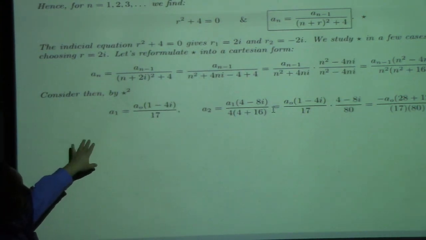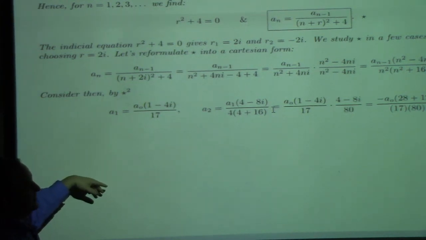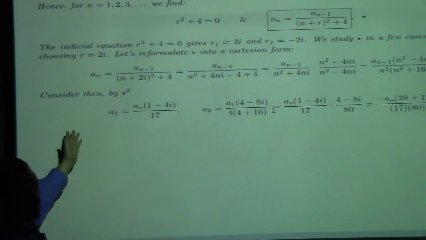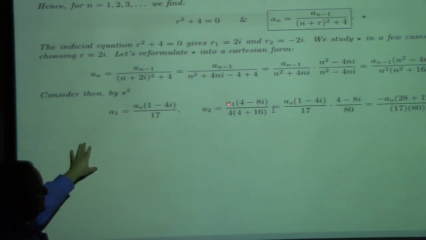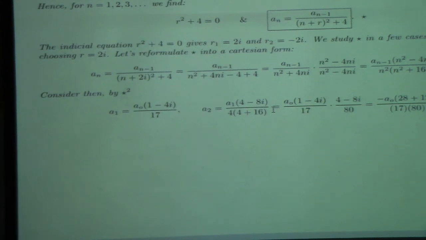So there I go. I've got my star squared, which sounds like some kind of transformer maybe, I don't know. But so a sub 1 is a sub naught times 1 minus 4i over 17. Yay. A sub 2 would be a sub 1 times 4 minus 8i over 4 times 4 plus 16, which would give me this. Multiplying it out, which would give me a sub naught times 28 plus 12i over 17 times 80. All right? By the way, this is not in the book.